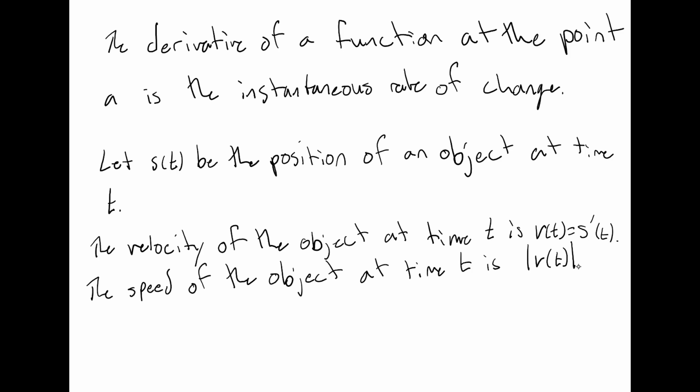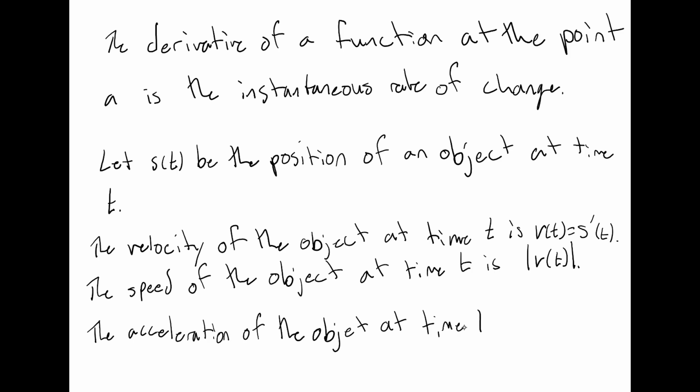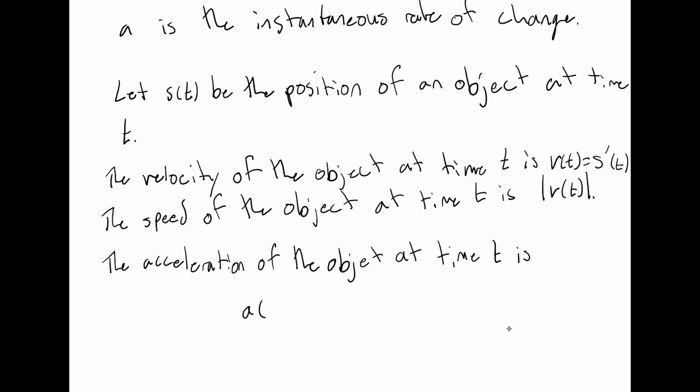Now, acceleration. Acceleration of the object at time t is, I'm going to do this on the next line down, a of t, which is simply v prime of t, which is s double prime of t. So if s of t is our position vector, the velocity is the first derivative, the acceleration is the second derivative. And this gives us a nice formal definition of these three things.